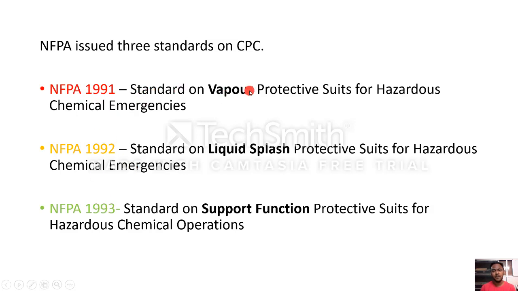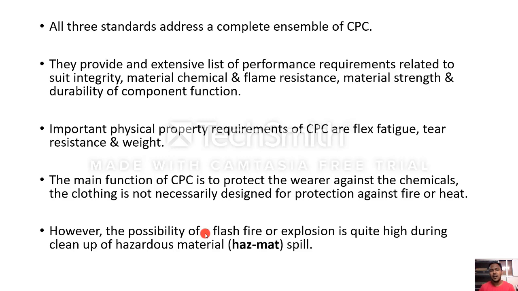91 means Standard on Vapor Protective Suits for Hazardous Chemical Emergencies. And 92 is the standard on liquid splash protective suits for hazardous chemical emergencies. And 93 is the standard on support function protective suits for hazardous chemical operations. These tests are also equally important to ensure that the material is chemically protective. So all the 3 standards address a complete ensemble of chemical protective clothing. They provide an extensive list of performance requirements related to suit integrity, material, chemical and flame resistance, material strength and durability of the component function.